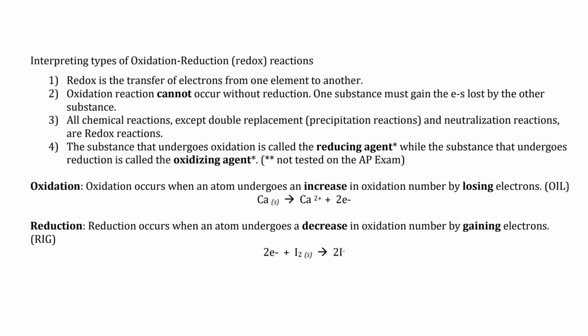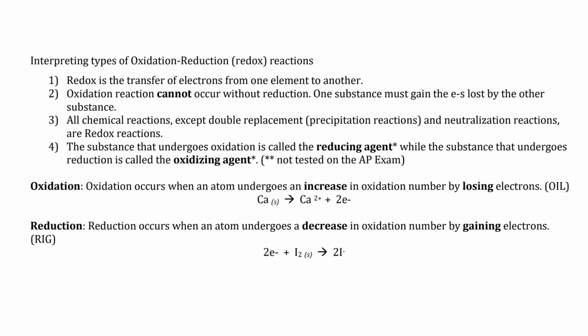So what's happening is that calcium, a solid piece of calcium, has an oxidation number of 0. It's getting an increase in the oxidation number because it lost electrons, so 0 to 2 plus. So hopefully remember that. Reduction occurs when an atom undergoes a decrease, so you have 2 electrons being added to 0 and it makes 1 minus. So the 1 minus gained electrons, like the electronegative atom gaining electrons. That's where the reduction occurs. It's a decrease in oxidation number by gaining electrons.